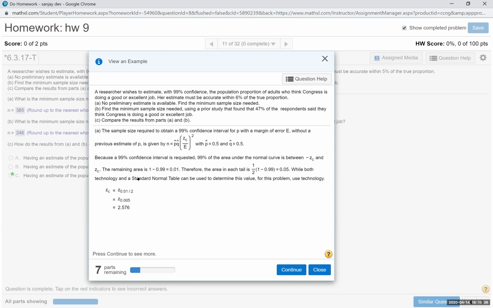So your critical value would be 2.576. E is your margin of error. Do you want the error to be within 3%, within 2%, within 5%? If you want within 6% here, then the bottom part is going to be 0.06.